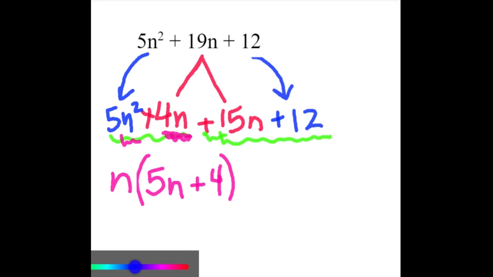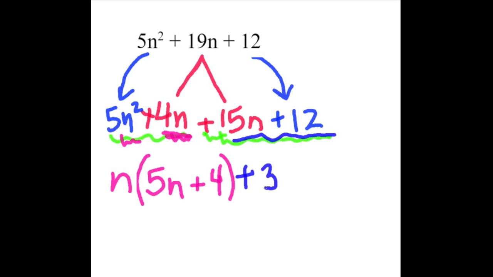Now I'm going to move on to the second term, this one over here. So I have a 15n and a 12. What's the greatest common factor of 15 and 12? Well, that's a 3. And then we don't have any variables in common, so 3 is it. Then 3 times what is 15n? 3 times 5, right? And then we also need an n, so we have an n right there. And then we have 12. So 3 times what is 12? 3 times 4 is 12.